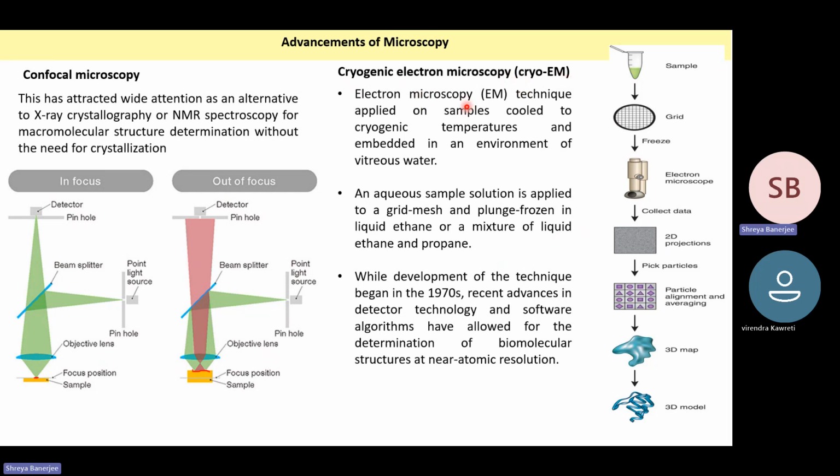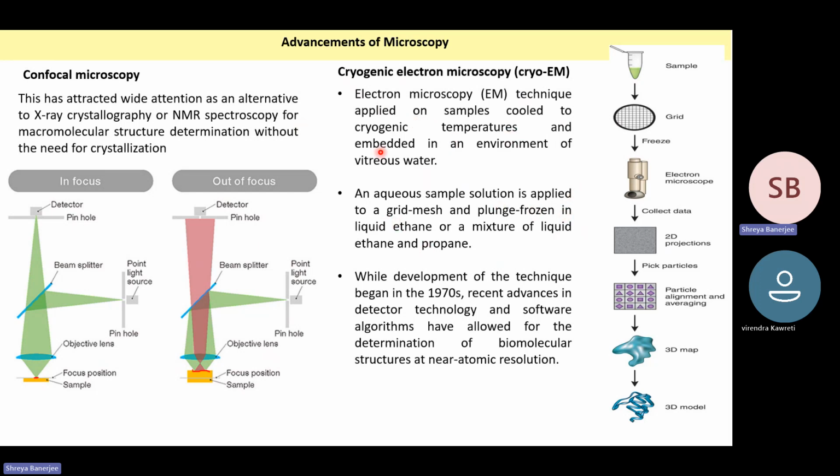Electron microscopy, this technique, cryo-EM, is applied on samples cooled to cryogenic temperatures and embedded in an environment of vitreous water. So what vitreous water means is that the water is completely frozen, not as crystals, but as it is in the protein environment. So imagine you have a solution of protein in water, and the water is occupying certain cavities in the protein. It is helping stabilize the protein structure.